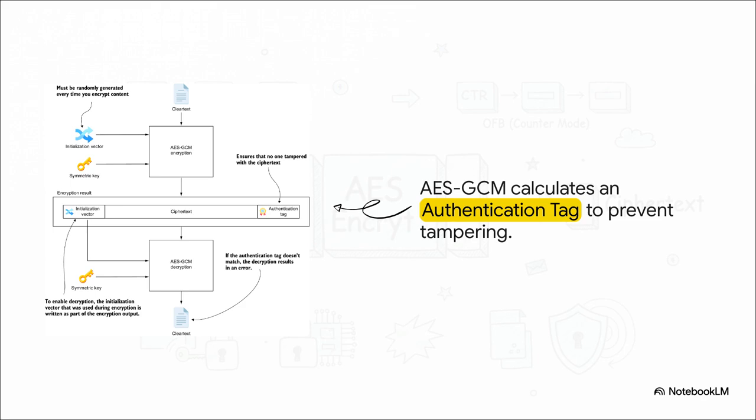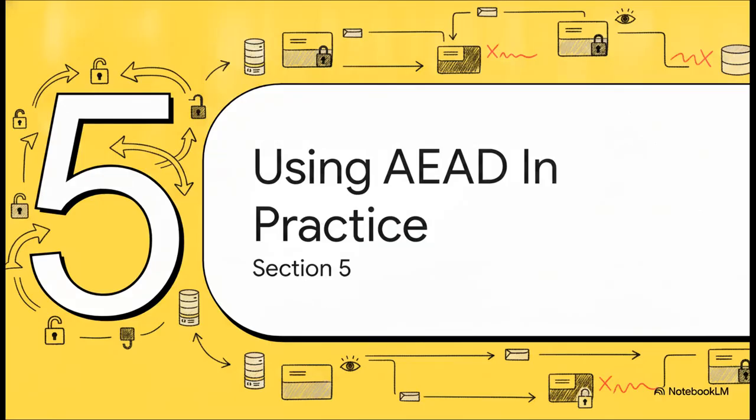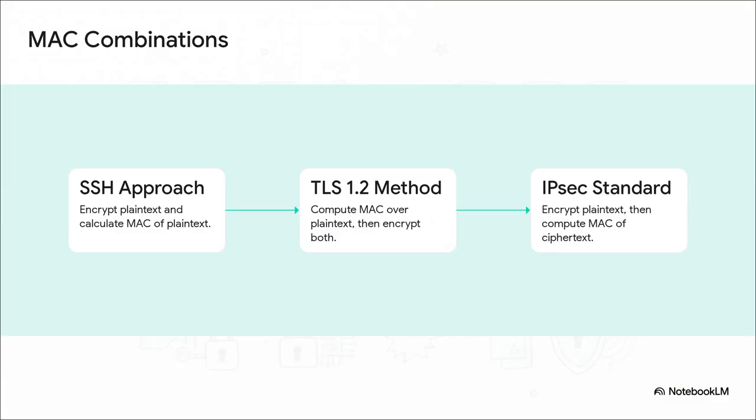It acts as a built-in, unforgeable, tamper-evident seal. Now for Section 5, using AEAD in practice. It's one thing to understand the theory here, but how does this actually apply to complex, real-world networking and database systems? Because in the real world, systems constantly need to read unencrypted routing headers just to figure out where a message should go, while simultaneously verifying that the encrypted payload hasn't been detached or modified along the way.